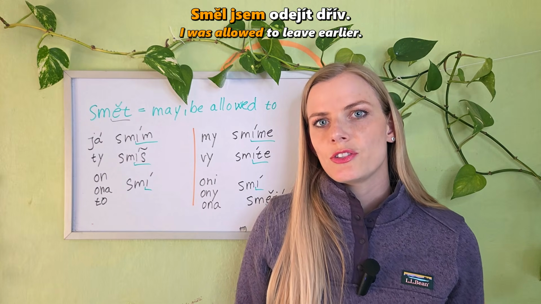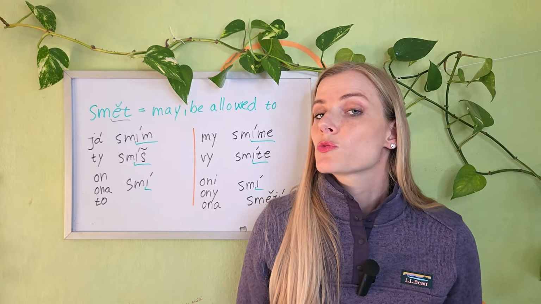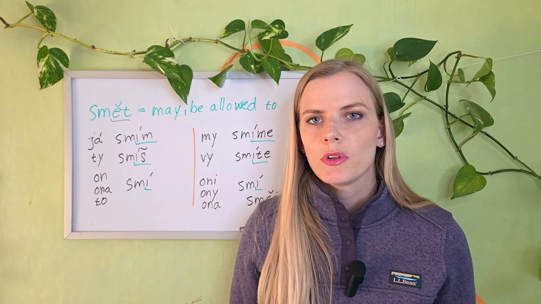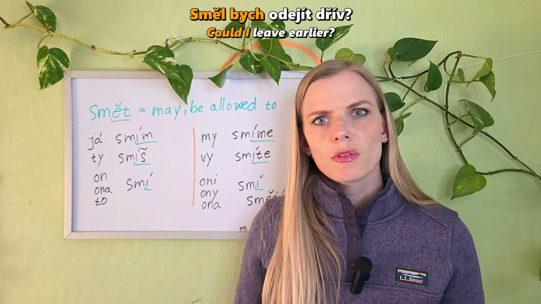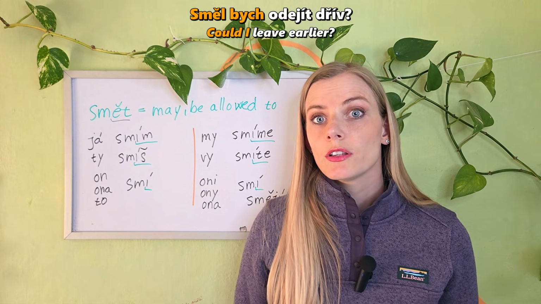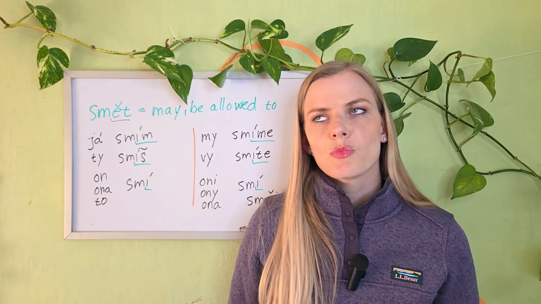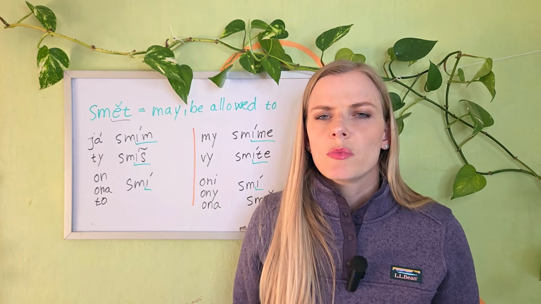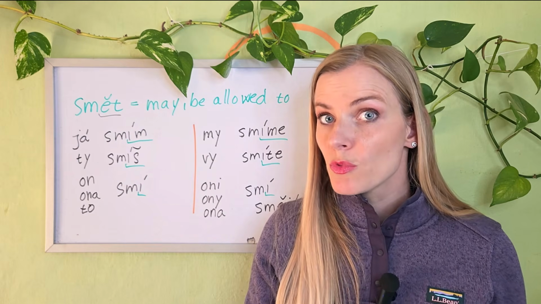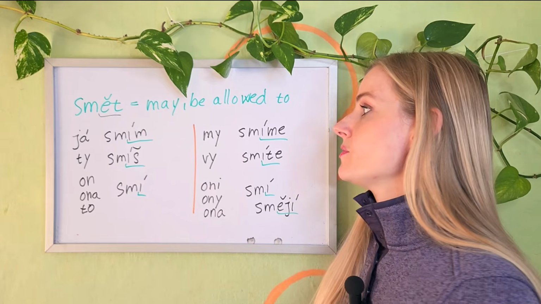Směl jsem odejít dřív. Or you could ask, which would be very, very polite, formal. Směl bych odejít dřív? Could I leave earlier? Směl bych odejít dřív. In the future tense, it's possible, but it's not very common. Budu smět. But what is more common is the negative form.